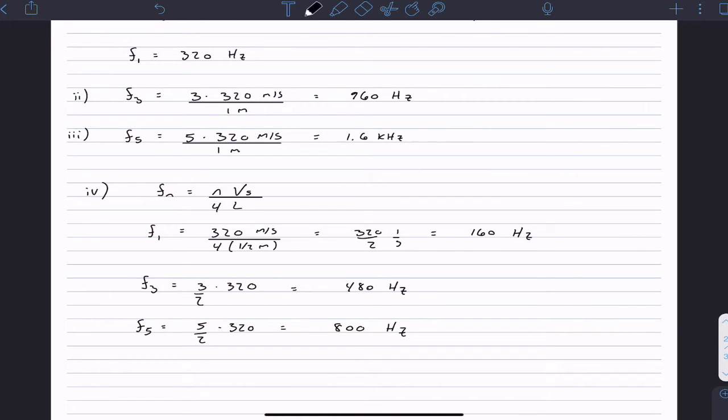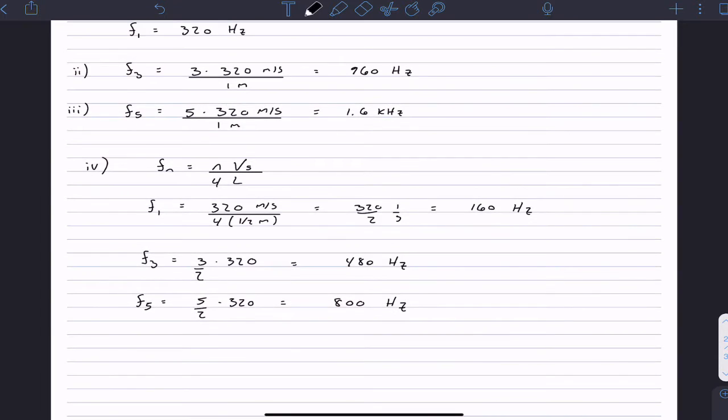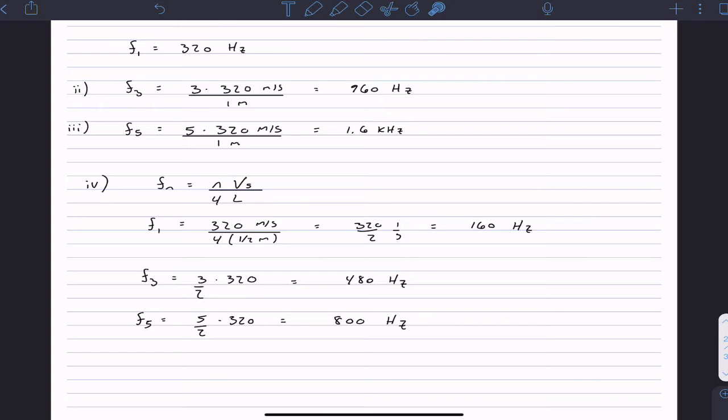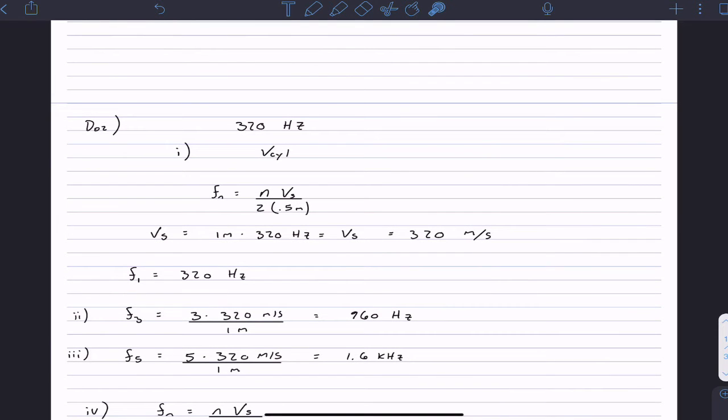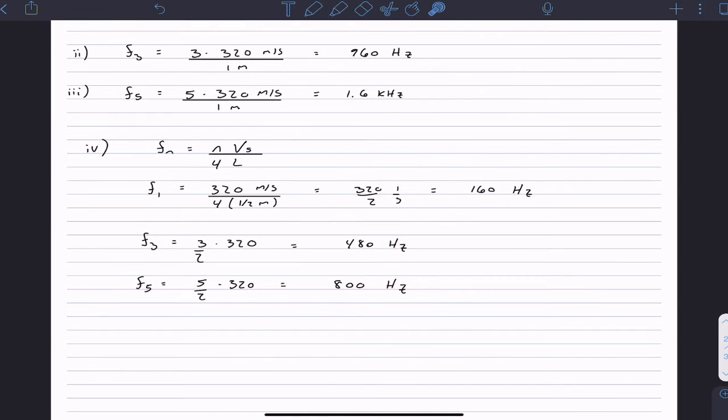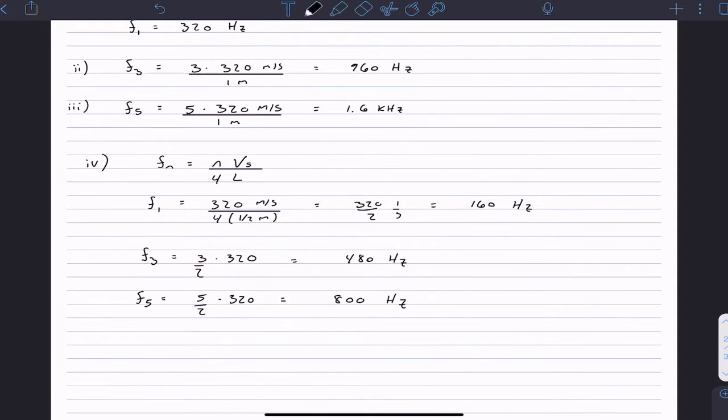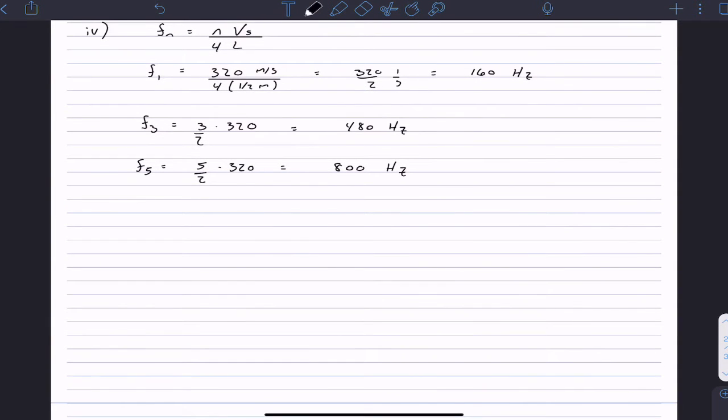So it looks like it's about split in half every time. Well, that makes sense, given that our formula is different by a factor of a half, right? This is nV over 4L, and our other formula for the open-ended tube was nV over 2L. Provided the speed stays the same, then that makes sense.